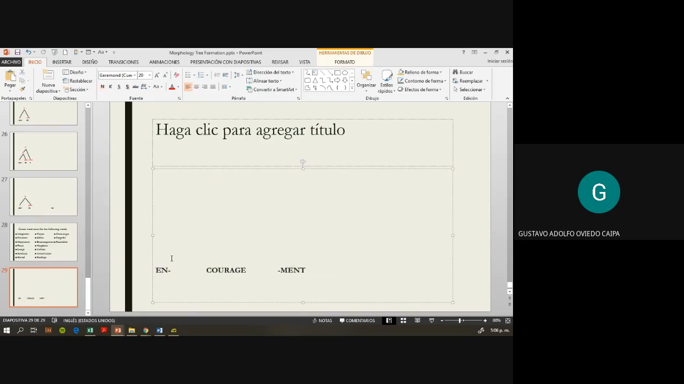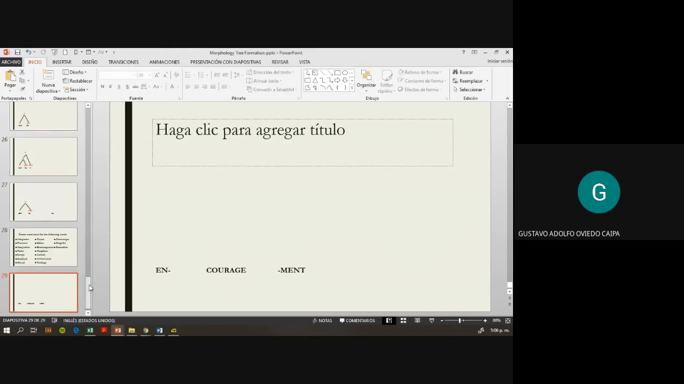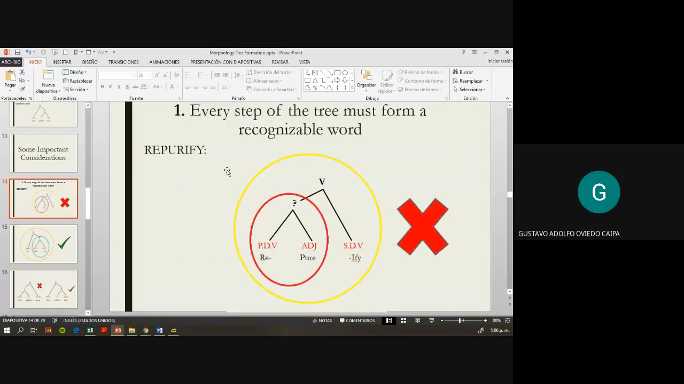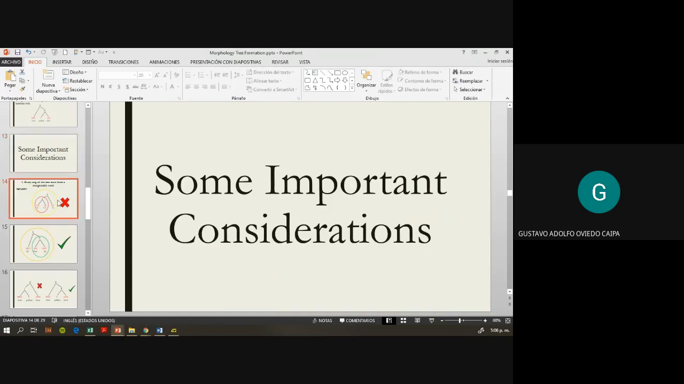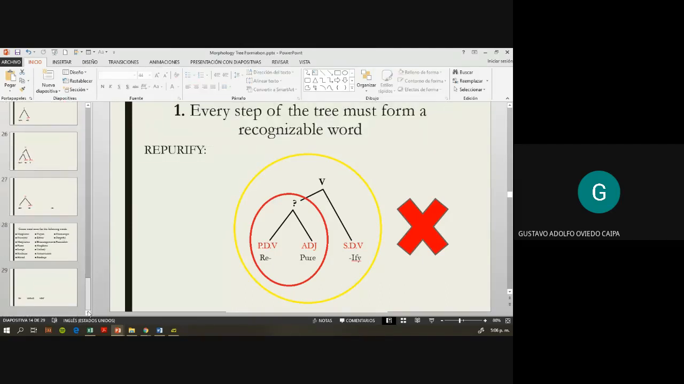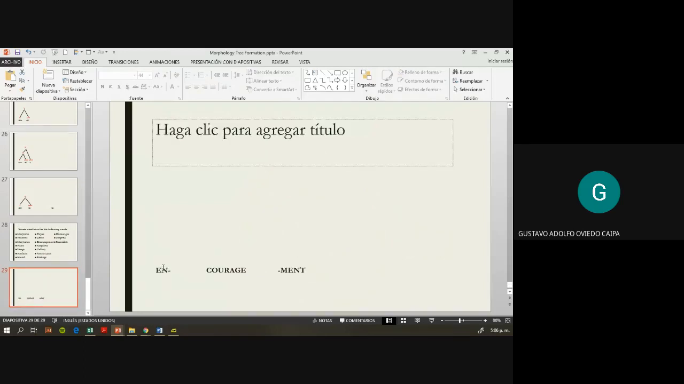Okay, for this tree, it's actually very important that you did this. Remember that I showed you some important considerations and that you needed to check every step of the tree to form a recognizable word. We're going to see that with this word.